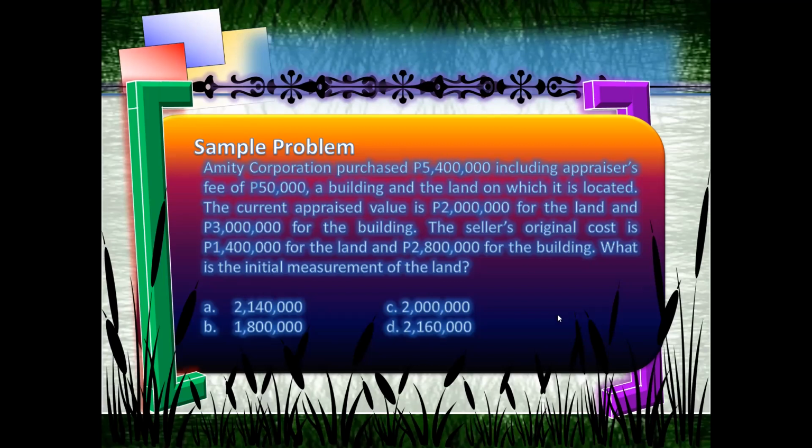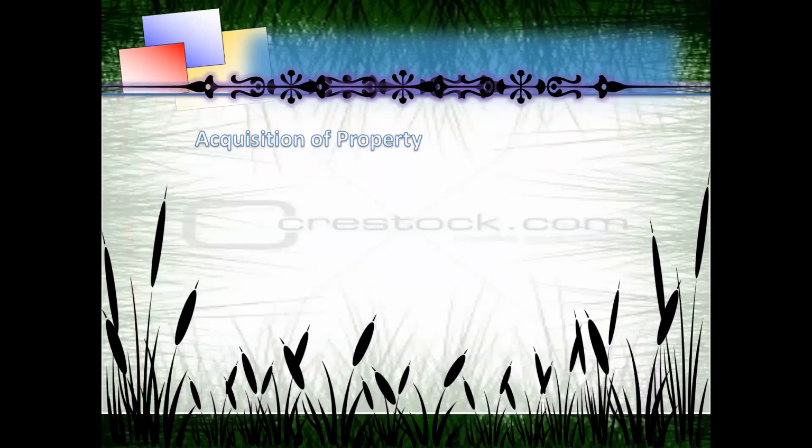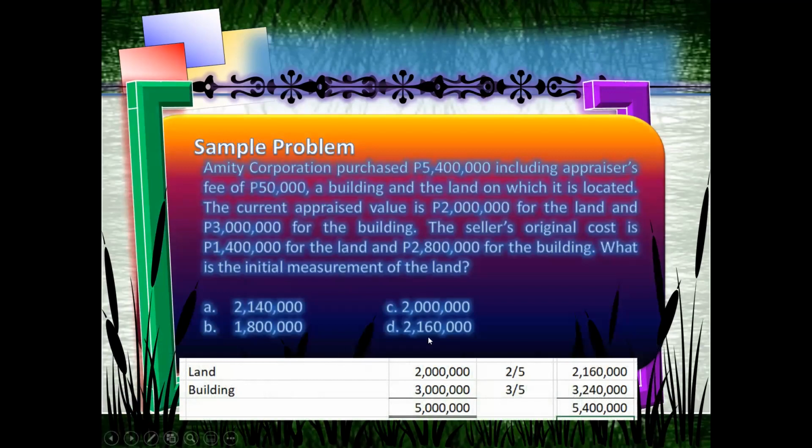Okay? So the next concept that you have to apply also in this problem is yung idea ng allocation na kapag meron tayong basket price or lump sum price. And ang gagamitin natin na mga figures is yung mga fair value. So in this case, yung appraised value yung gagamitin natin. How do we allocate? So this will be your computations. So for your land, the fair value is 2 million here. And then for the building, the fair value is 3 million.